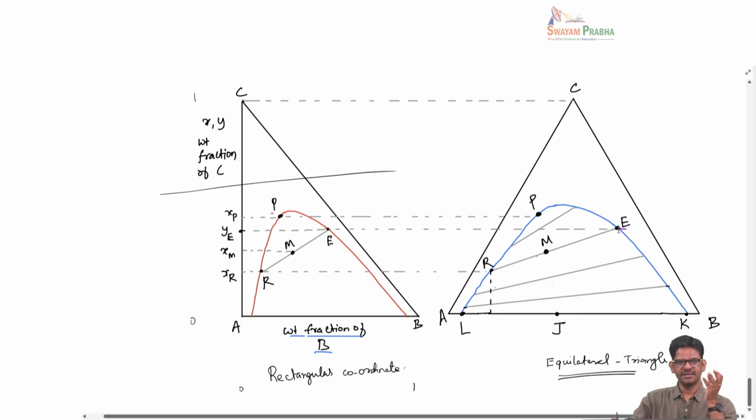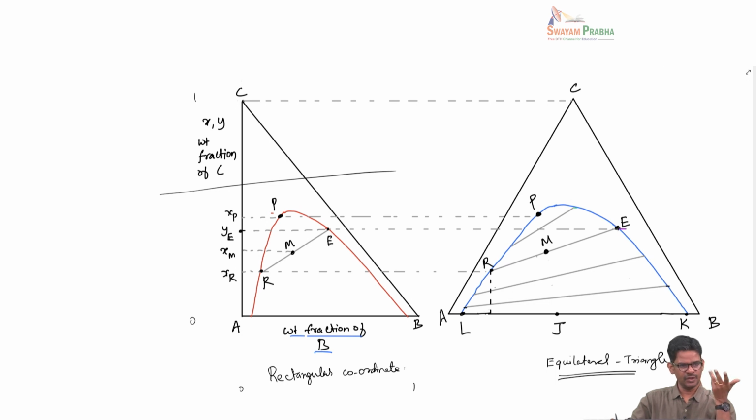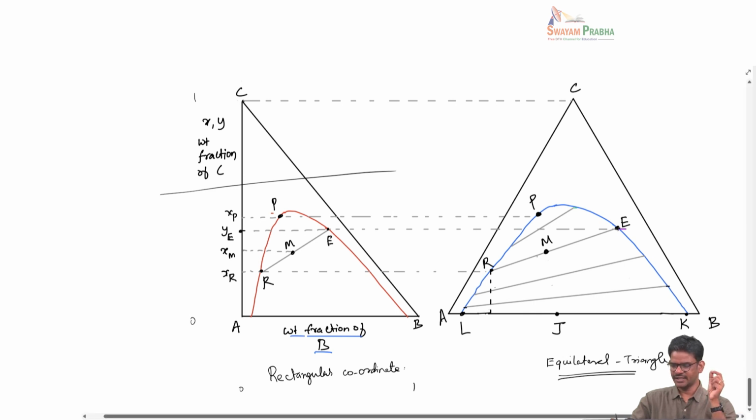Look, this point is a mixture of A, B, C. YE is the mole fraction of C at point E. At the same point you can find the weight fraction of B also, because it has all three, A, B, C. I can find the weight fraction of B at point E, and using those 2 points I can locate point E here. This point here is the weight fraction of B corresponding to point E.